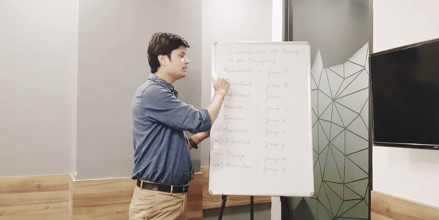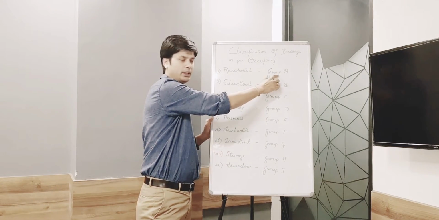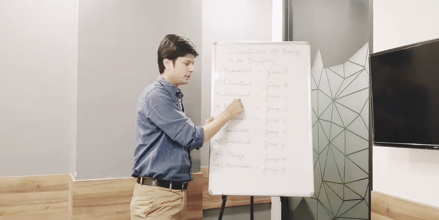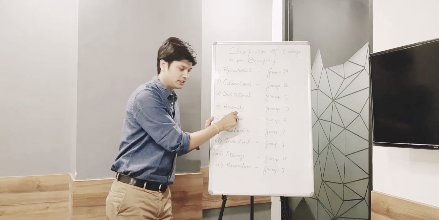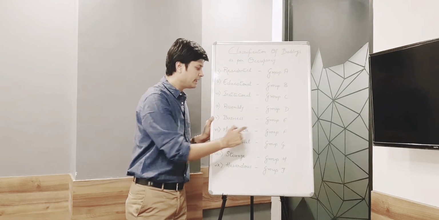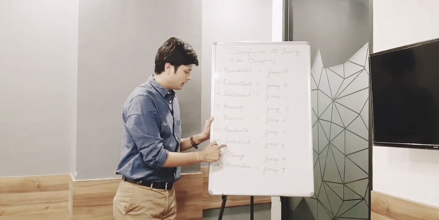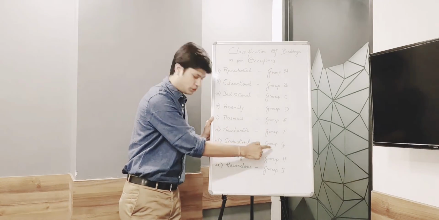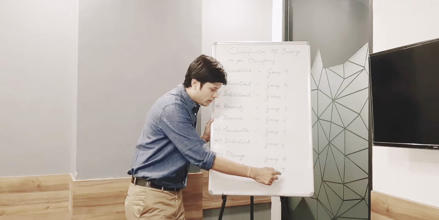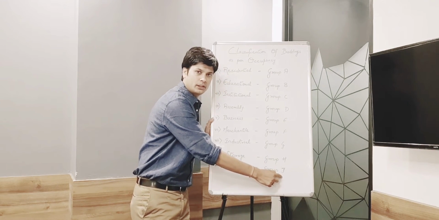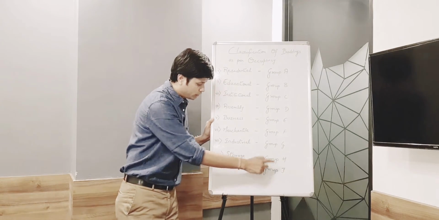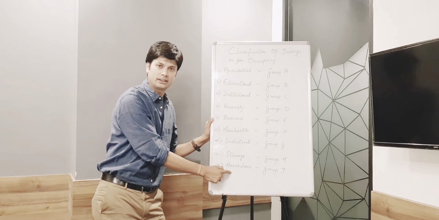The first one is residential, that is group A. Group B is for educational. Group C is for institutional. Group D is for assembly. Whereas business comes in group E, mercantile comes in group F, industrial comes in group G, storage in group H, and now here it is group J. So there is no group I. After H it comes group J, and group J defines the hazardous.